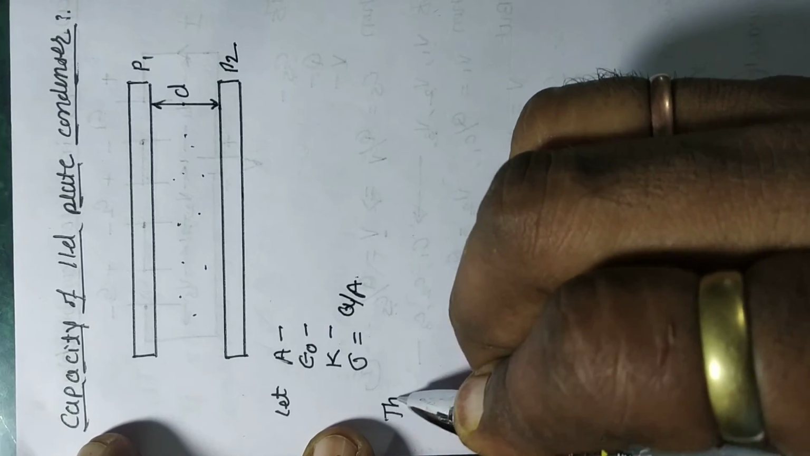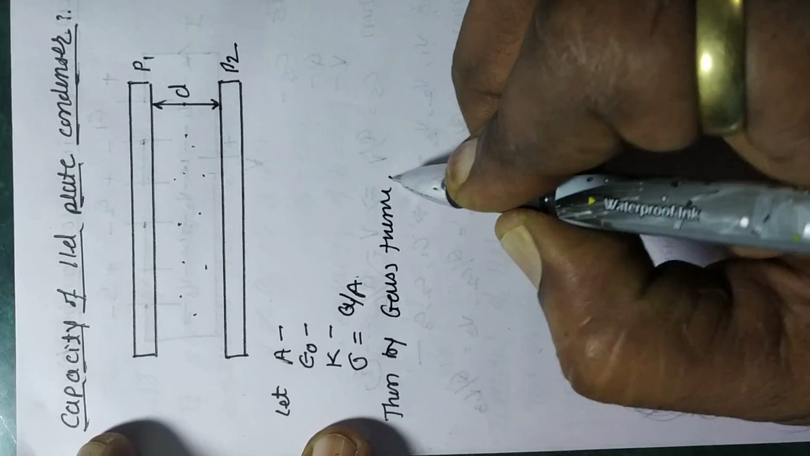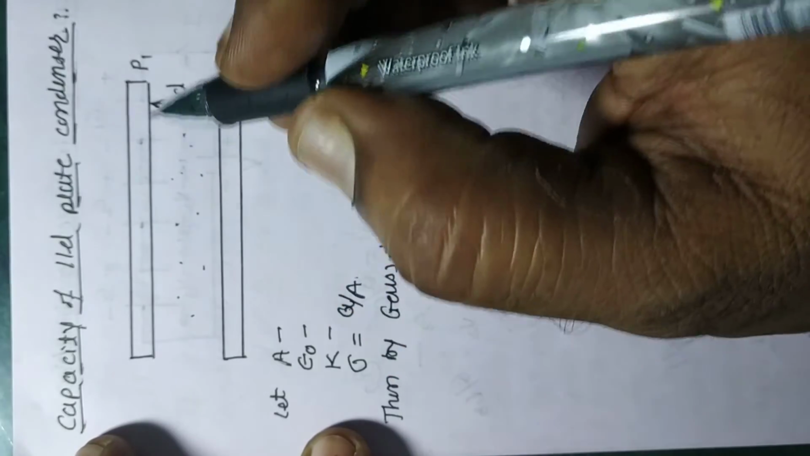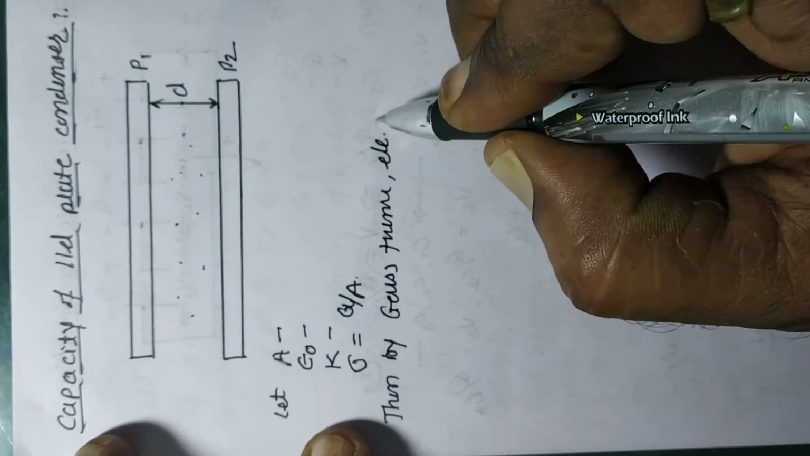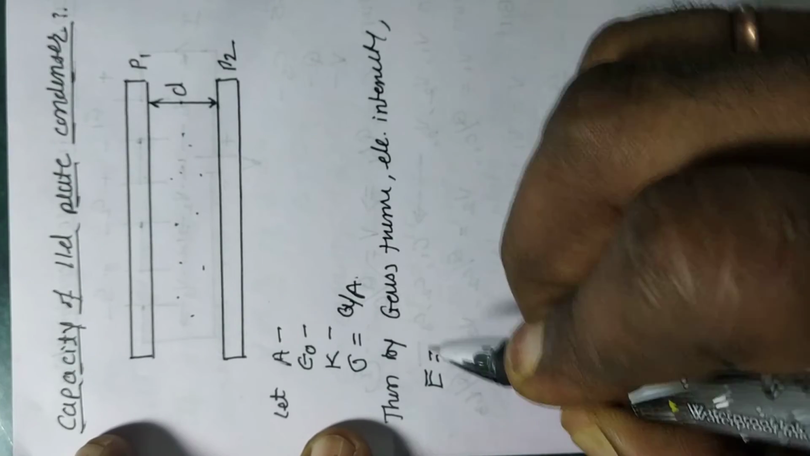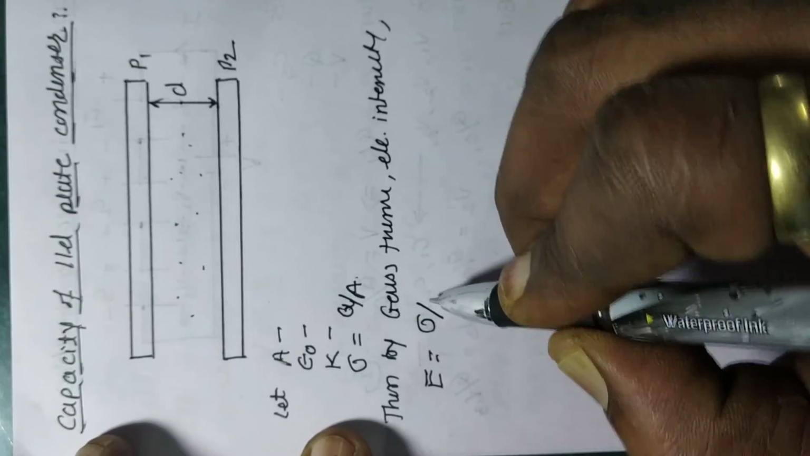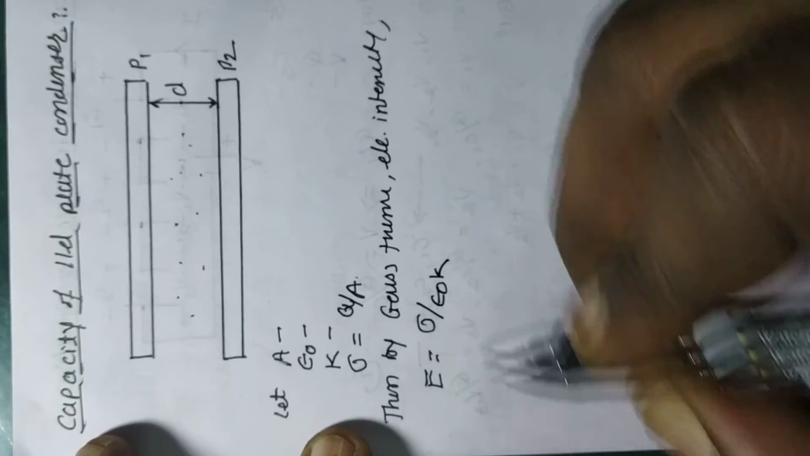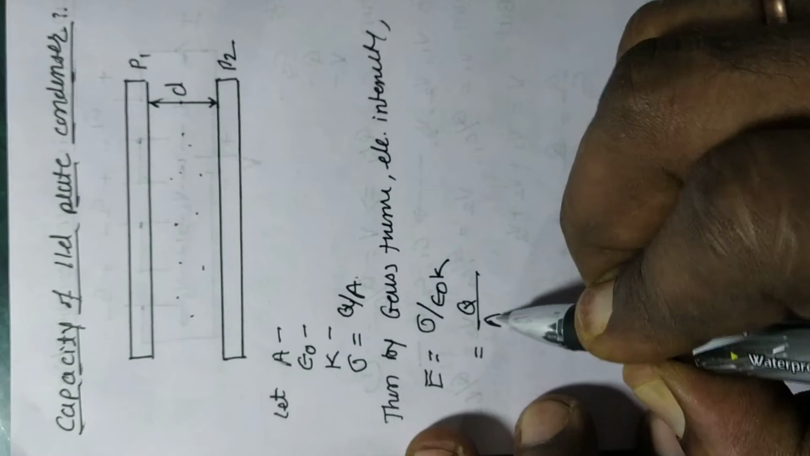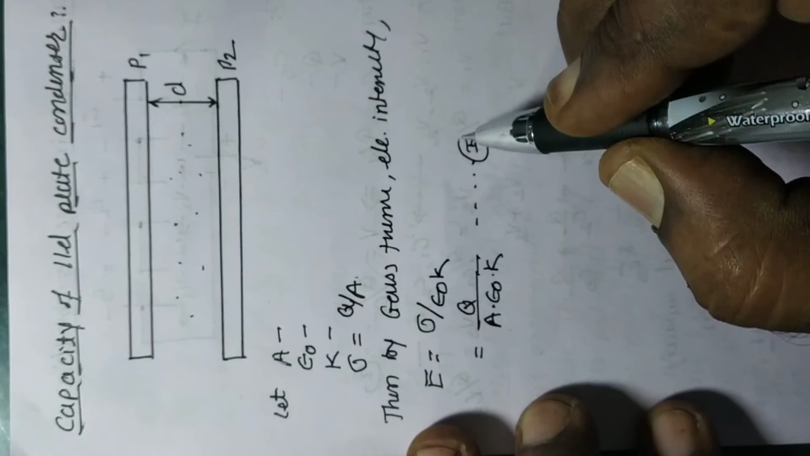Then by Gauss theorem, the electric intensity of the plates E is equal to, what is electric intensity? Surface charge density divided by epsilon naught K, which is nothing but Q divided by A into epsilon naught K. Suppose this is equation number 1.